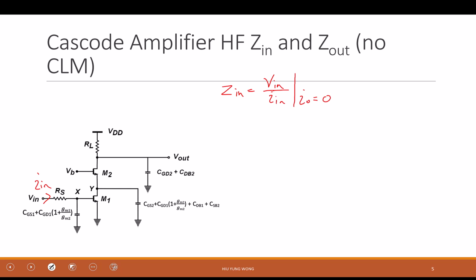In this case, it doesn't have a big effect because the input gate is infinite, right? Then, how do you find V in divided by I in? Which law do you use? Ohm's law, simple one, right?